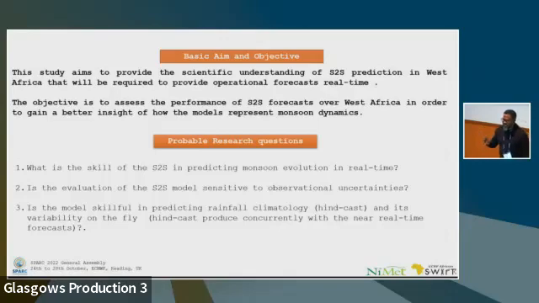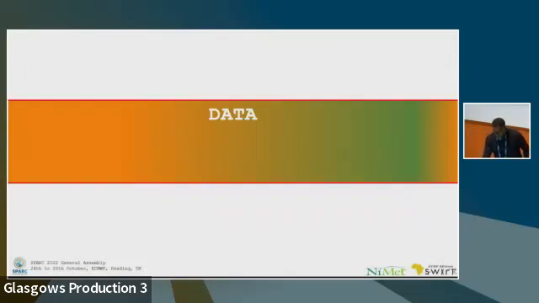So we are doing it in order for us to ask the following questions. 1, what is the skill of S2S in predicting monsoon evolution in real time? 2, is the evaluation of these S2S models sensitive to observational uncertainties? You will get to know what that means. And is the model skillful in predicting the climatology and variability in terms of the hindcast?